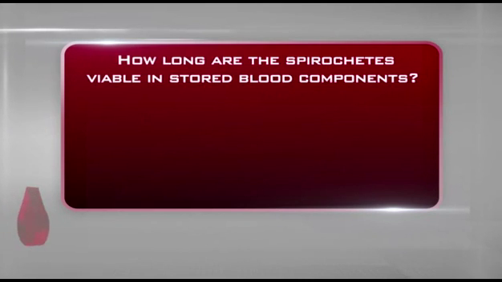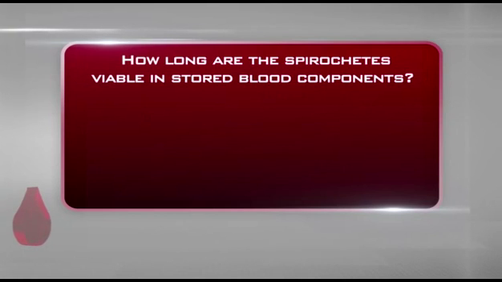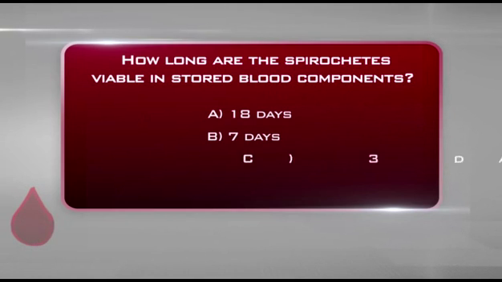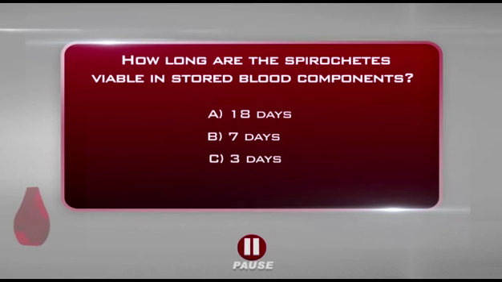How long are the spirochetes viable in stored blood components? A. 18 days. B. 7 days. C. 3 days. Yes, the correct answer is C. 3 days.